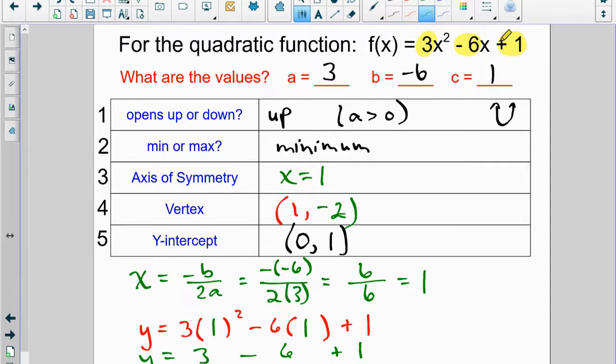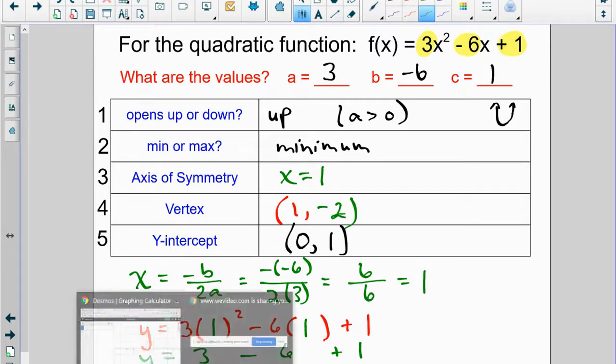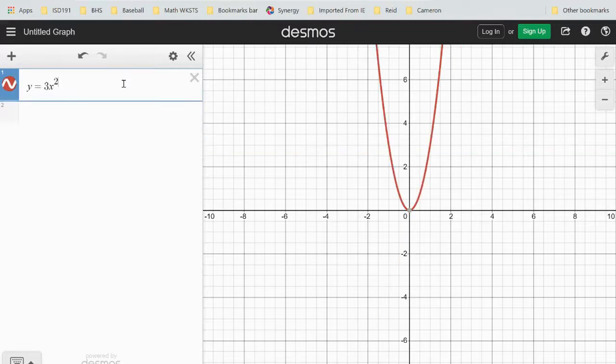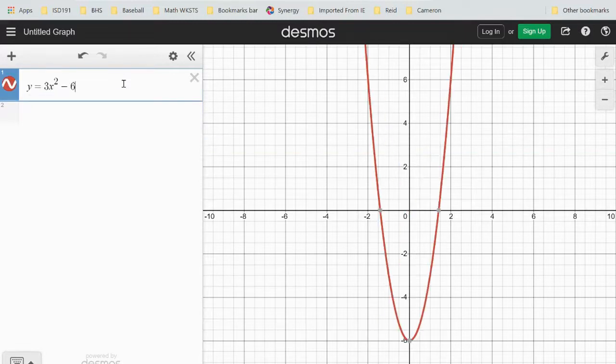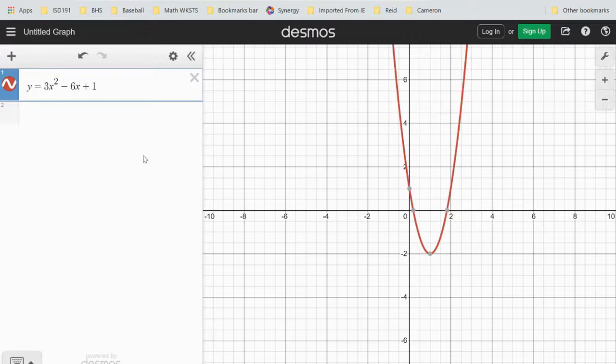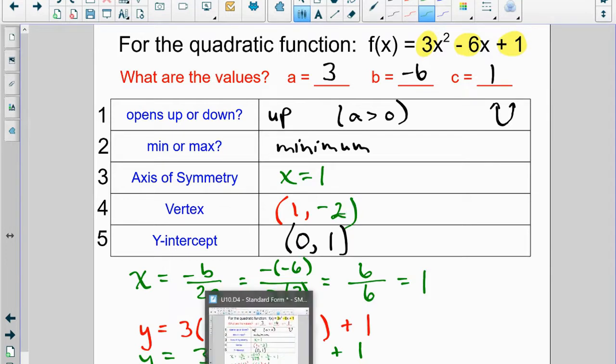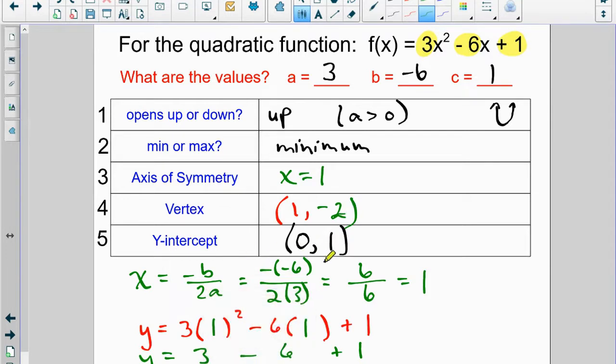So I have 3, -6, and 1. Let's see if I can remember that. So y equals 3x squared minus 6x plus 1. Now I see I have my vertex at the bottom at 1, -2. Is that what I had here? Vertex 1, -2. Awesome.